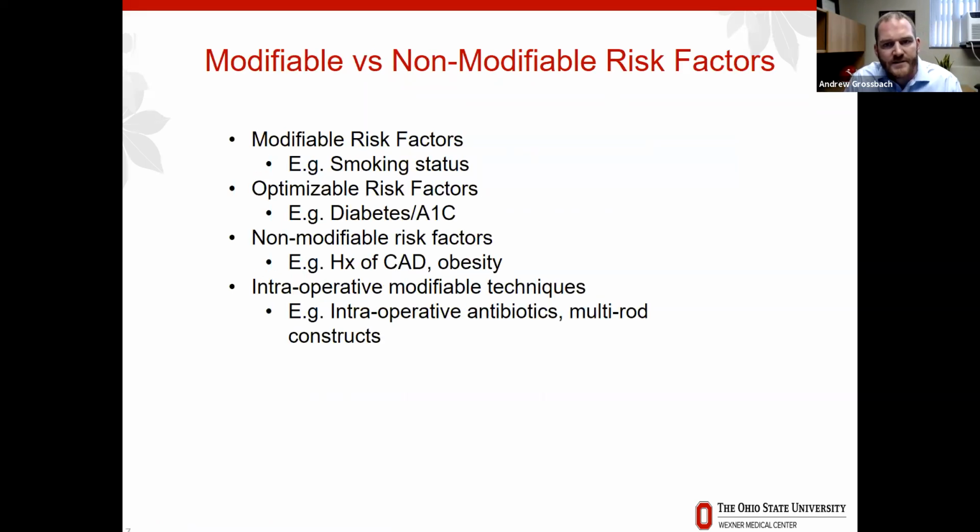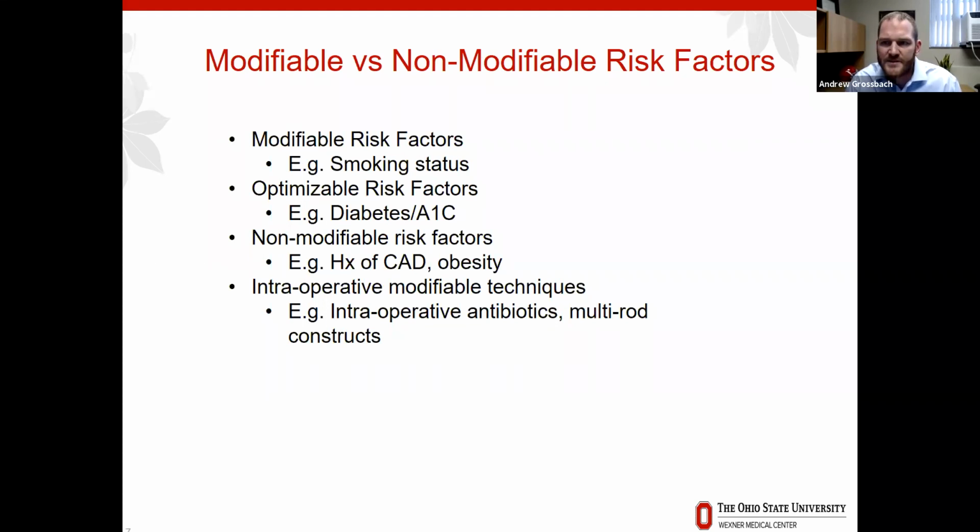I kind of divide these risk factors into modifiable and non-modifiable risk factors. So modifiable risk factors, things like smoking status. You can have that patient stop smoking. Easier said than done sometimes, but if they're motivated enough for surgery, a lot of times you can get them to stop smoking. There's some that are optimizable, but not necessarily modifiable.